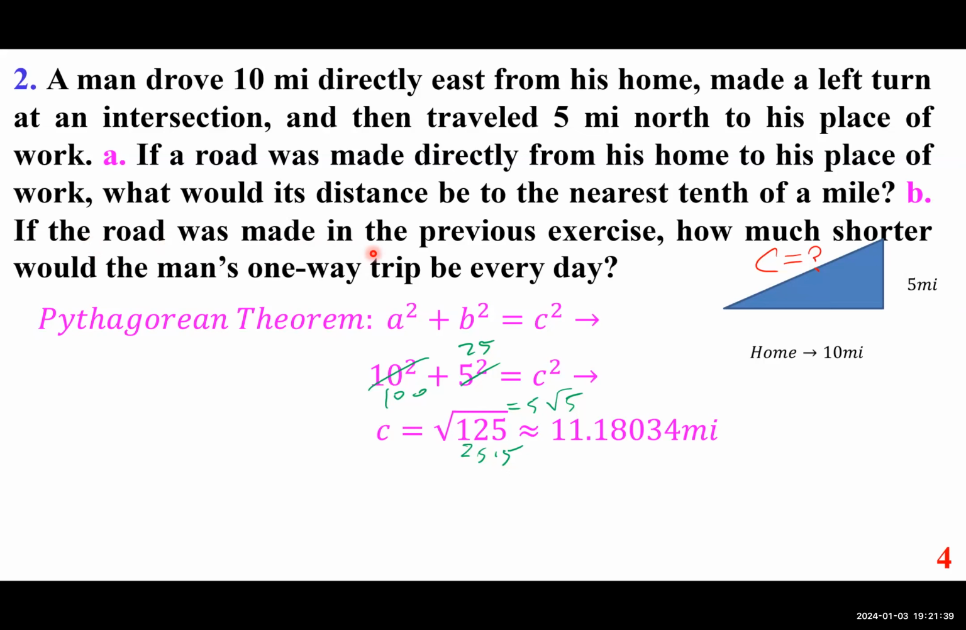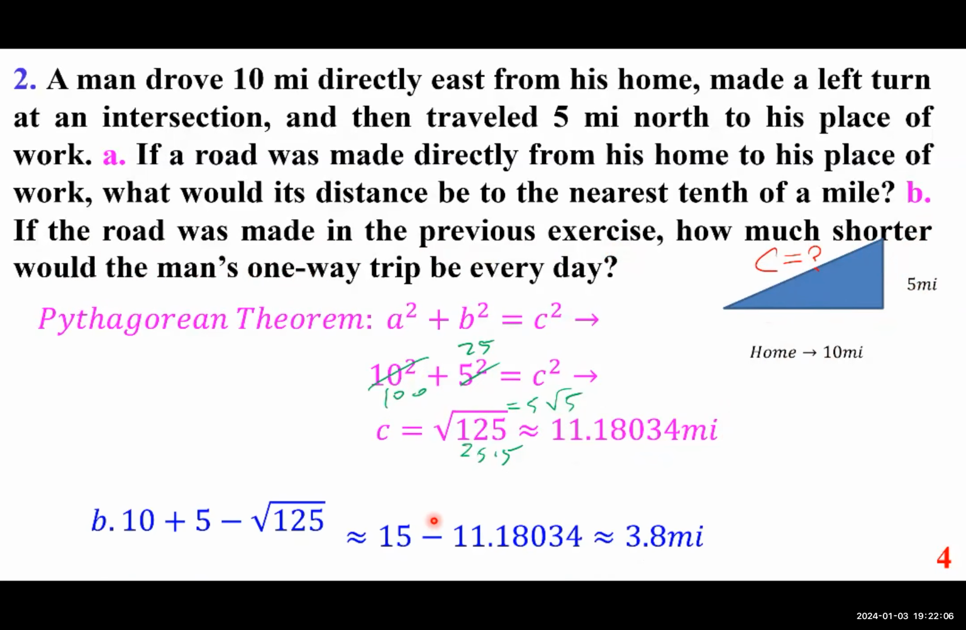And the second part says, if the road was made in the previous exercise, how much shorter would the man's one-way trip be every day? That's not the case. So the man has to travel 10 plus 5, 15 miles. However, if it was directly, then it would be only this much. So 10 plus 5 minus this number. This is the exact answer again, and roughly we end up with 3.8 miles.